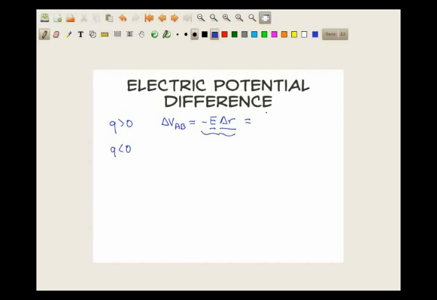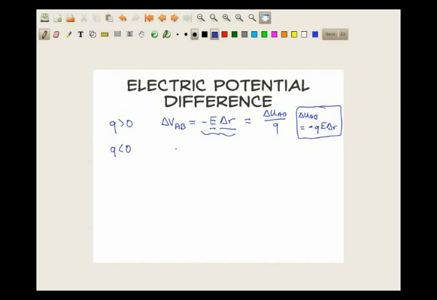This is then equal to the change in potential energy per unit charge. And so if we want to find what the change in potential energy is, we just can solve. Delta U_AB is equal to negative Q E delta r. And we see that the change in potential energy is negative, which is what you'd expect for a positive charge moving to the right in an electric field.